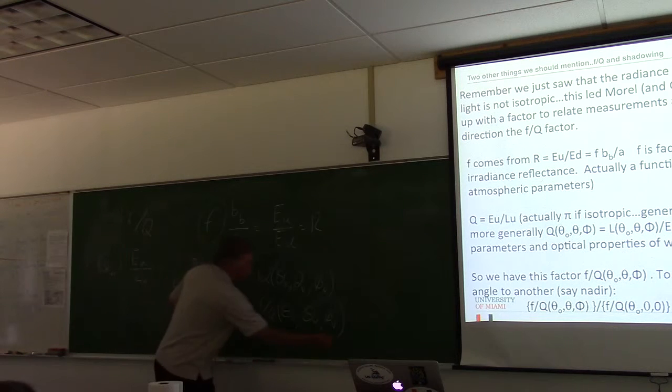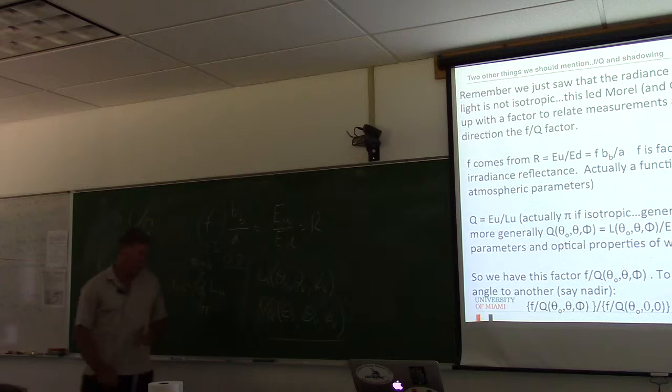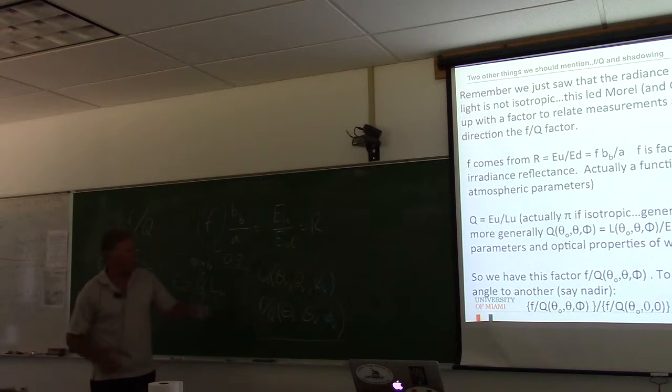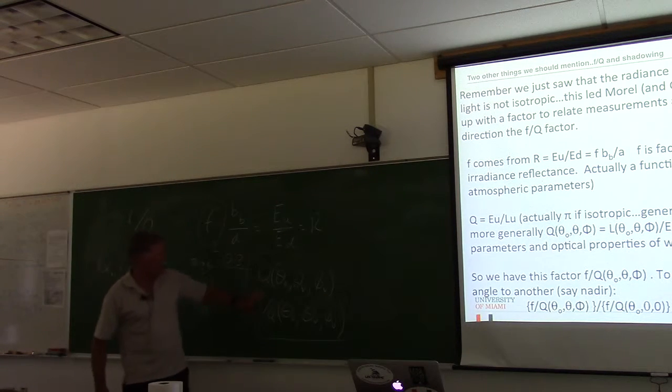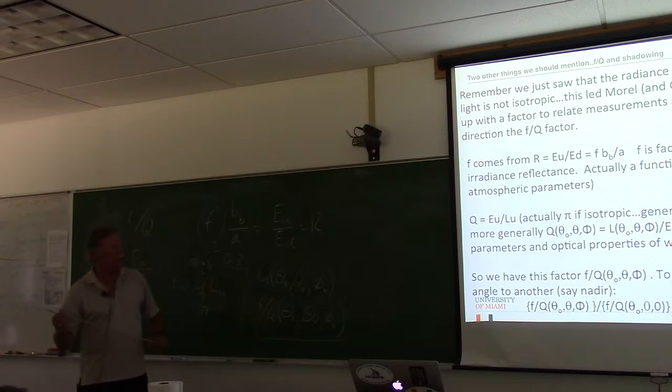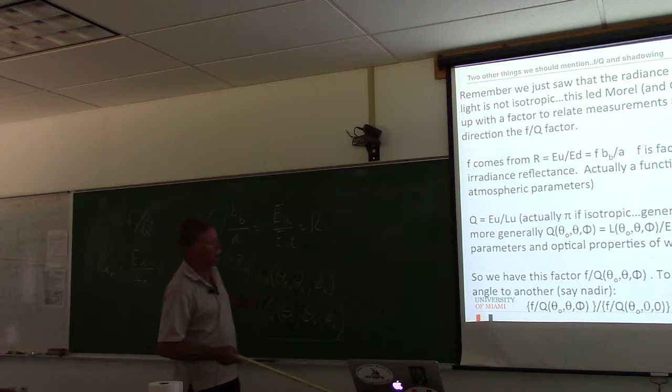And with this F over Q factor, the idea is it will offset or be able to correct for these different view directions of the surface. So that if I have one satellite measurement at some view direction, I can apply this F over Q factor and convert it to nadir, and I can compare the multiple satellite missions to each other. So that's a quick thing for F over Q.